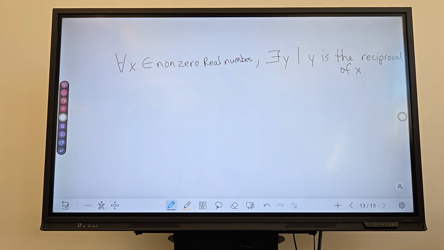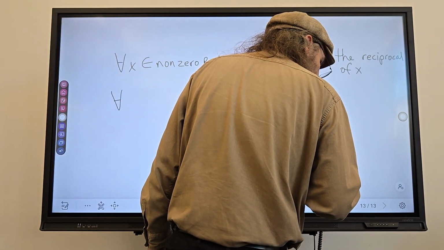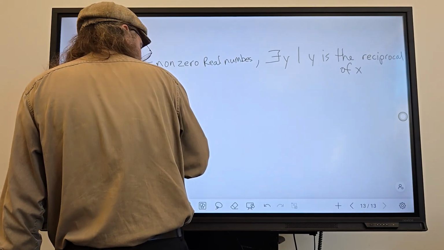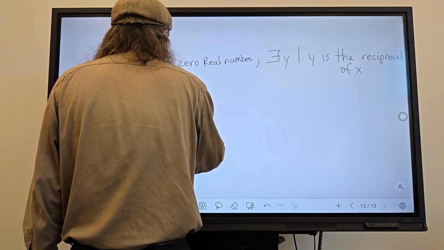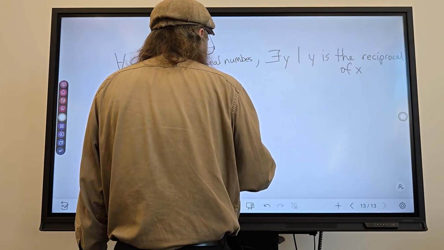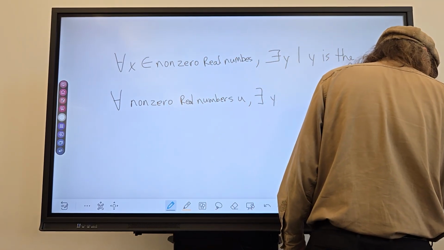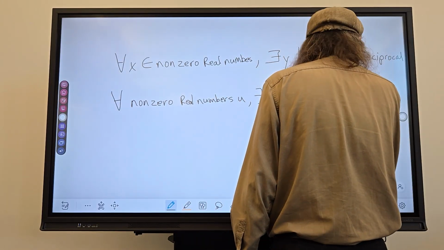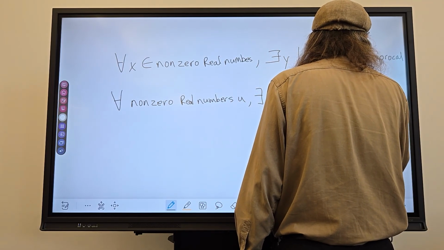The slides put it a slightly different way. For all non-zero real numbers u, there exists a v element of real numbers such that u v equals 1.